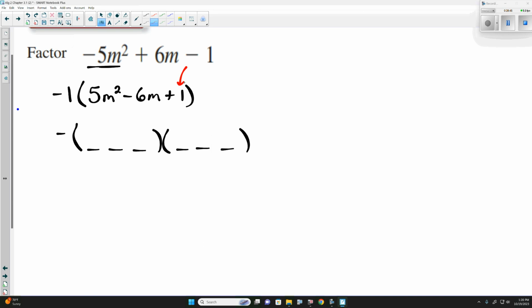If the third term is positive, the signs are the same and match the sign of the middle term. If the third term is negative, the signs are opposite. Well, it's positive, so they're going to be the same and match the sign of the middle term, which would be negative and negative. Factors of the first term. We will have m and m.